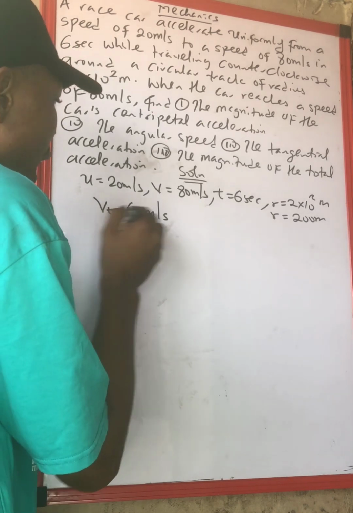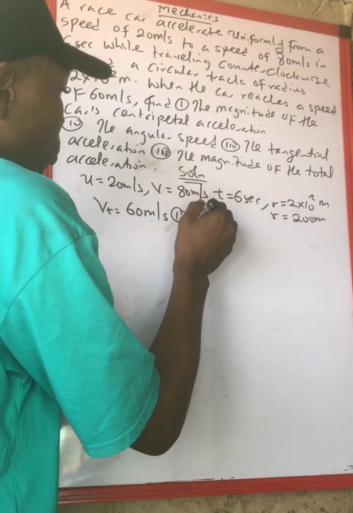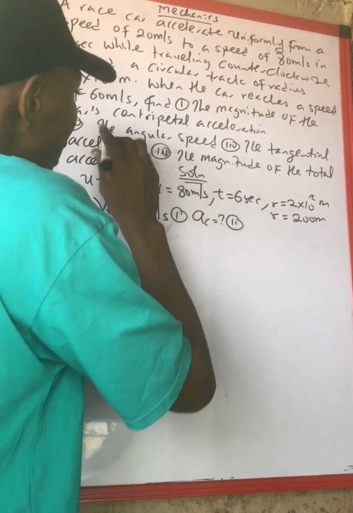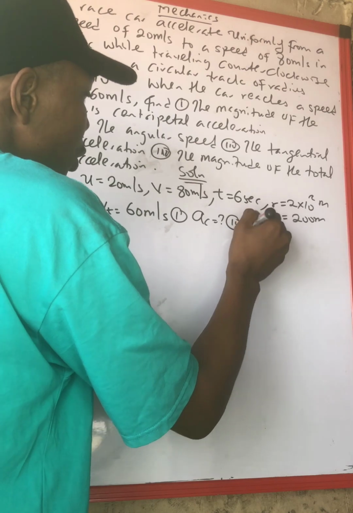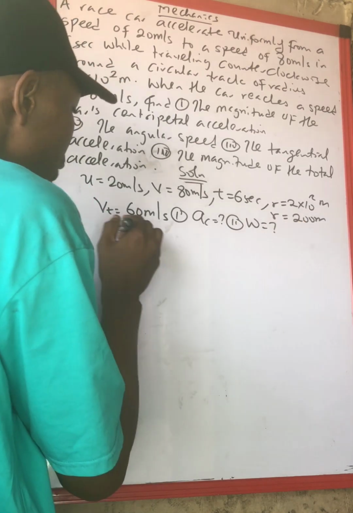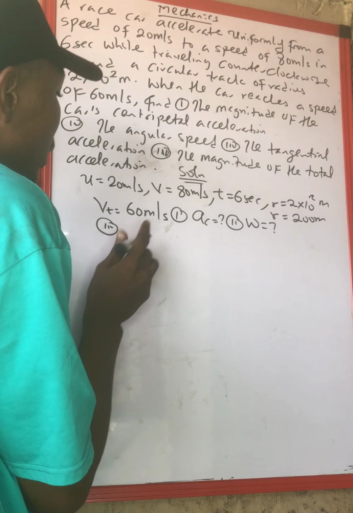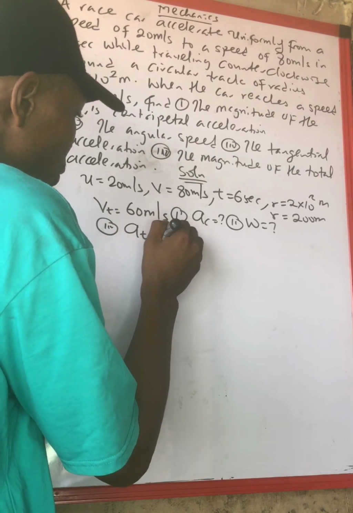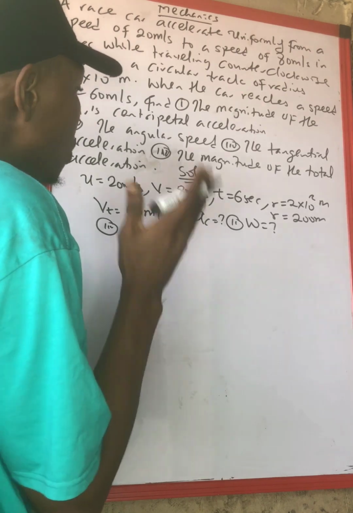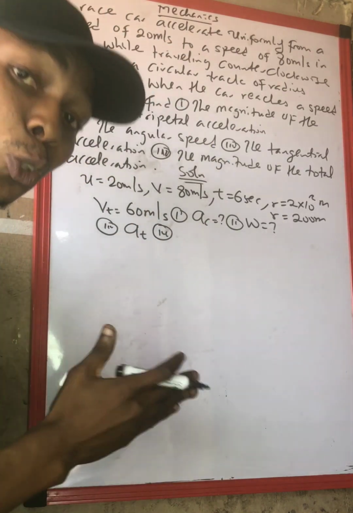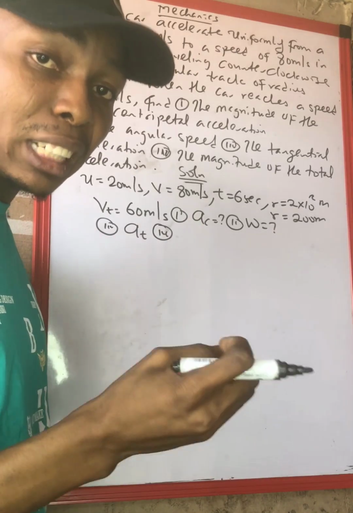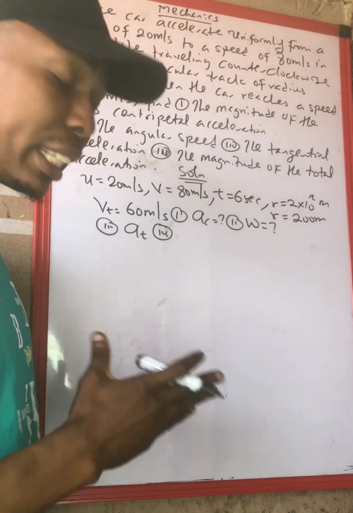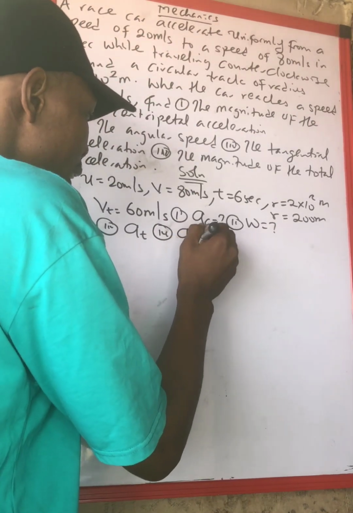Now number one, we are asked to look for the centripetal acceleration, that's AC, and number two, we are asked to look for the angular speed, which is omega. Then number three, we are told to look for the tangential acceleration, which is AT. And finally, the last one, we're asked to look for the total acceleration. Either you call it total acceleration or resultant acceleration, they all mean the same thing, which is our AR.